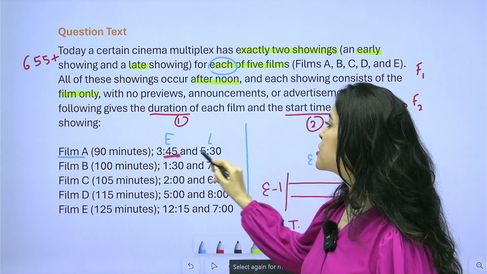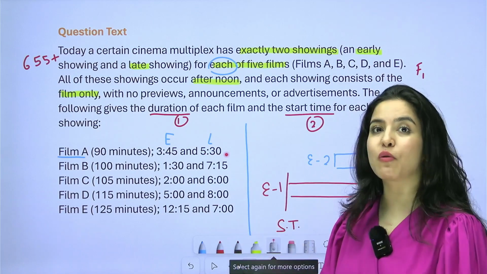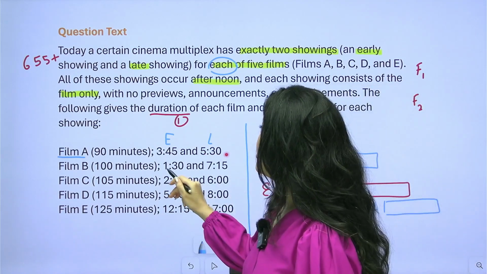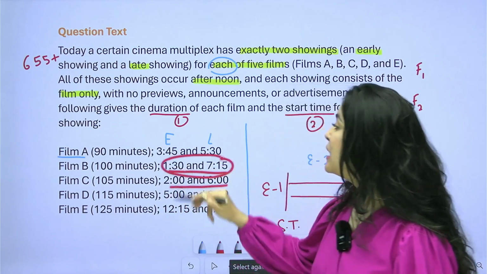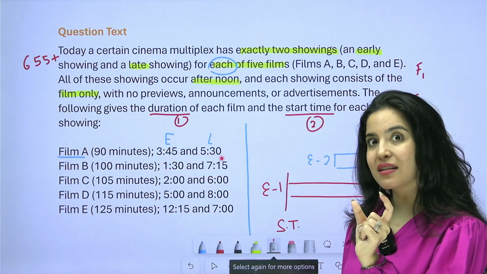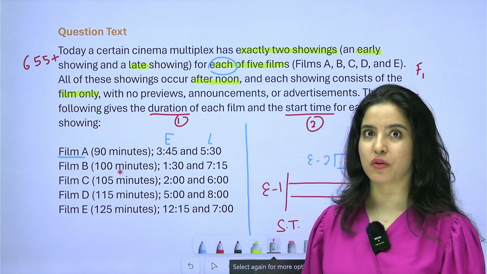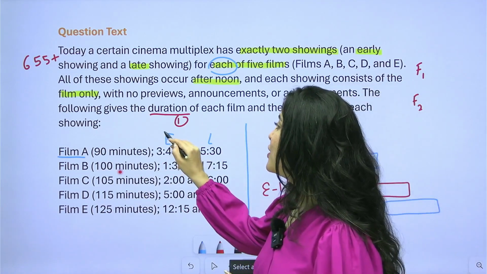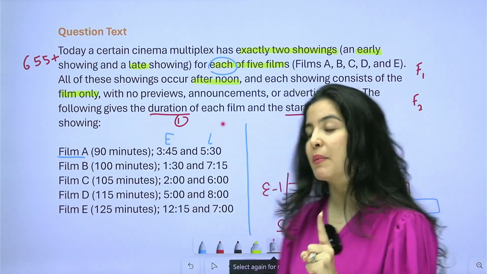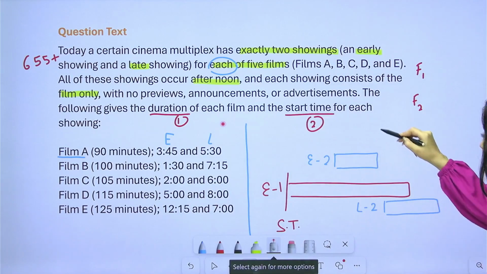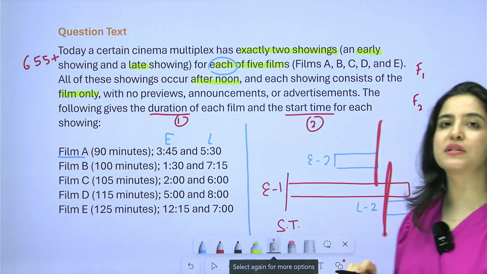Definitely it finishes before 5:30, right? So early and late showings don't overlap, at least for the first film. You'll notice the same thing for the others also. The gap between early and late, that start time gap, is more than the duration that the film goes on for. So the first thing I know is that early and late don't have an overlap for any single film, which means this representation I have, early ended here and then late started here, is good.